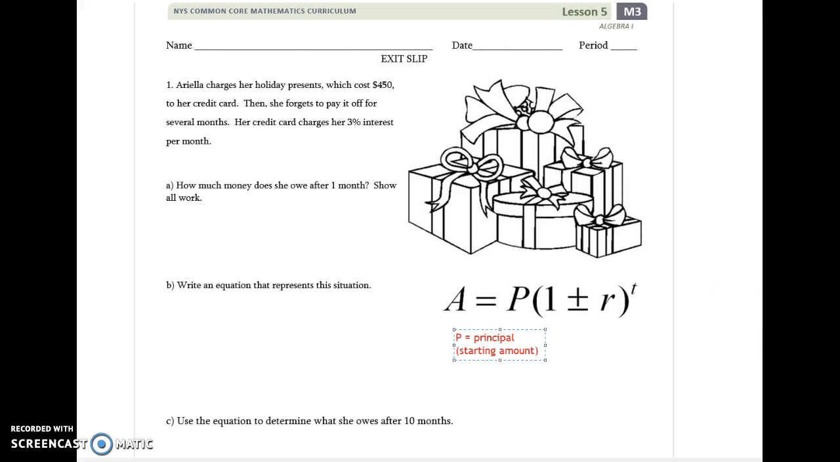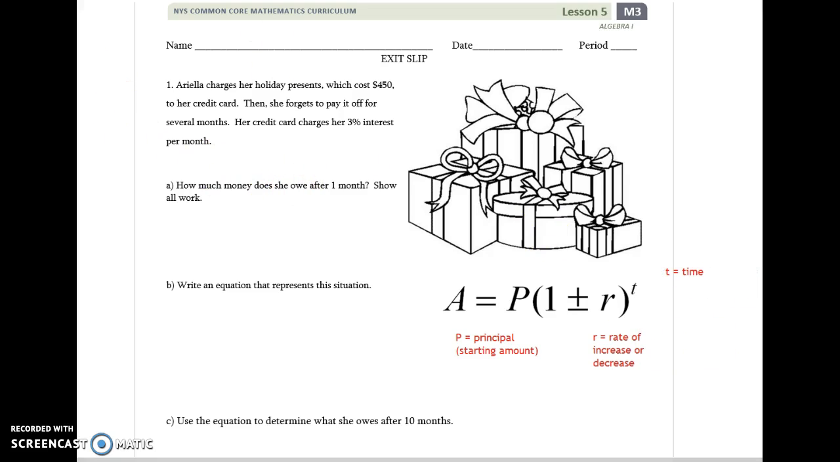And then 1 plus or minus. The plus or minus is the thing that I just talked about, whether it's adding or subtracting from the value. The r, or lowercase r, should be equal to the rate of increase or decrease. And the t, as you could well imagine, stands for time, the amount of time that's going by.